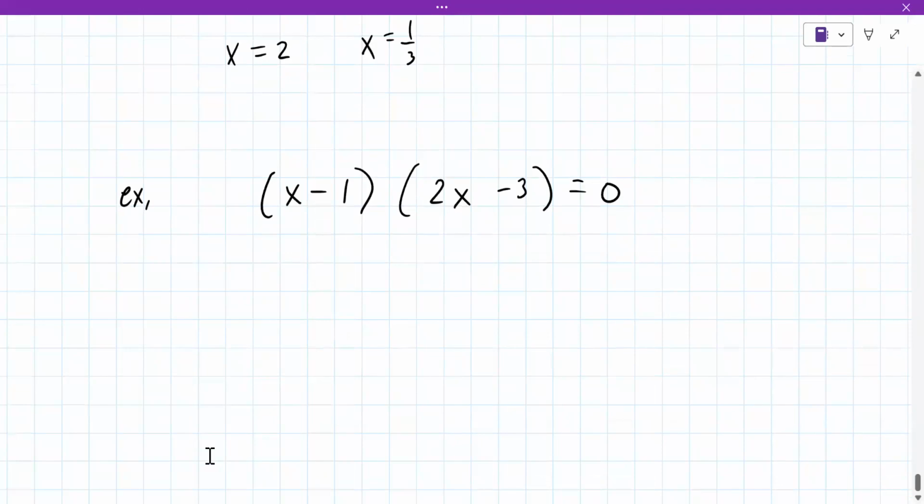Could you set both of these equal to 0 and let me know what you come up with for x values? Yeah, I got x equals 1 and x equals 1/2. Negative 1/2. I got 3/2. Is that maybe what you meant? 1 and 1/2? Yeah. Okay, a little bit of a difference there.